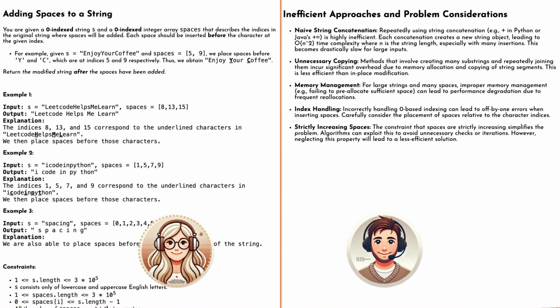Before we dive into those, are there any common gotchas or questions people might have about the problem itself? One question that comes up is, can the spaces array be empty? And the answer is yes. If it is, you simply return the original string. No modifications needed. Another one is, what happens if an index in the spaces array is 0? In that case, we add a space right at the beginning of the string. So if our spaces array was 0, 5, 9, our output would be " enjoy your coffee". Interesting. So those are some things to keep in mind.